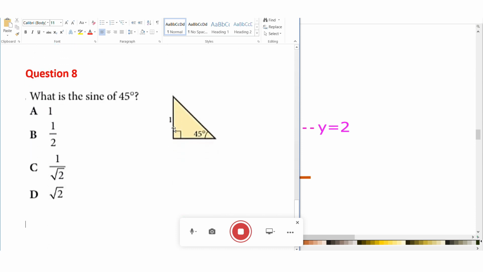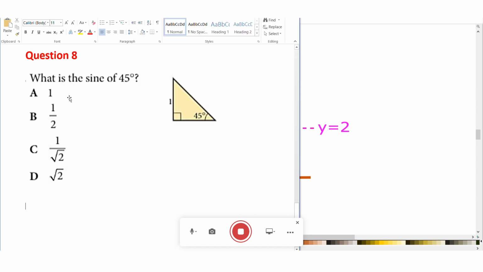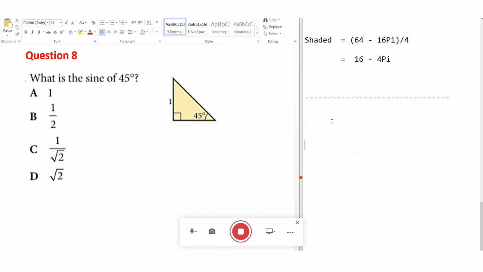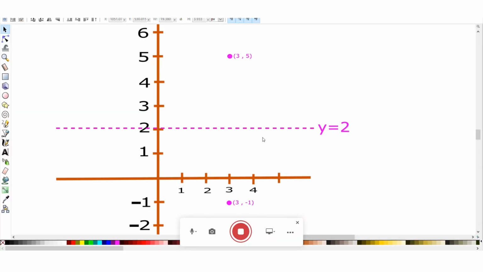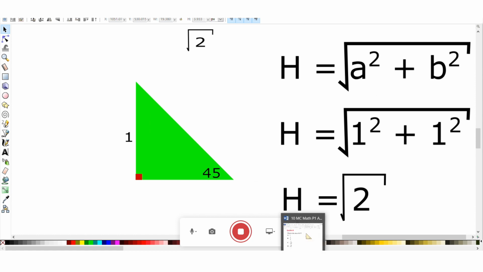Question 8, the last question here. I prepared a graphic for this one also. What is the sine of 45? First of all, sine is opposite over hypotenuse. Okay? So that's a standard formula. Let's see what I have here. All right, so this here is the same question. They want to know the sine of 45.